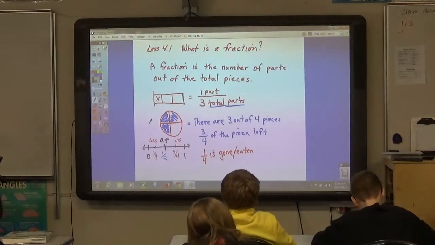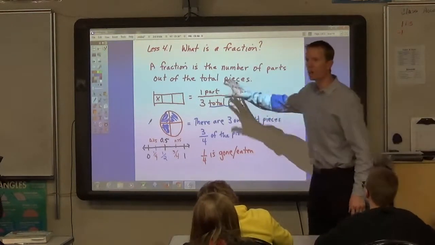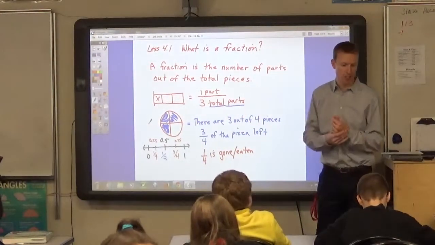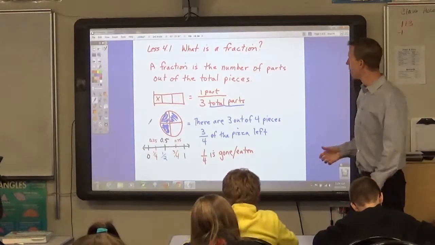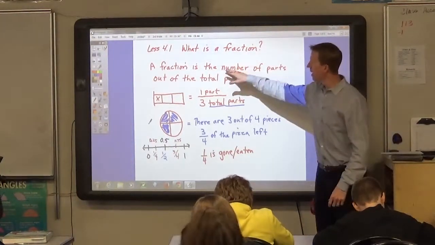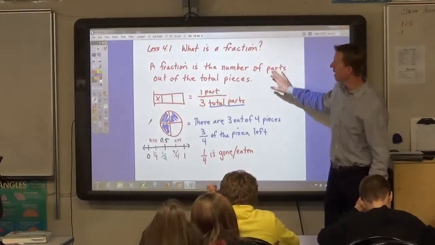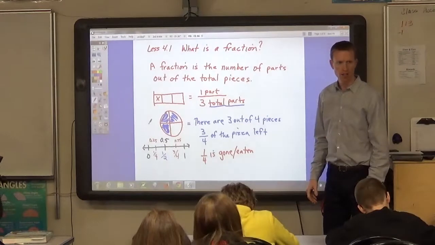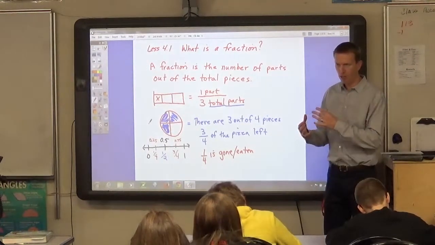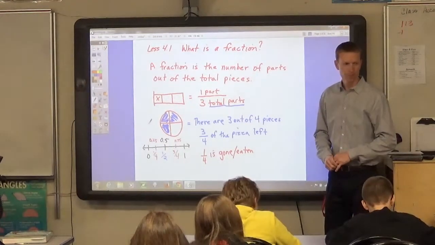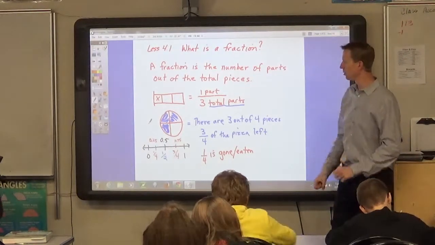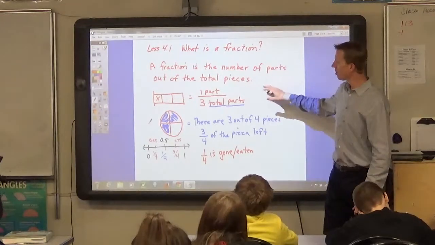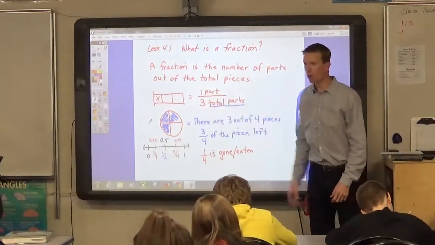What is a fraction? That's what our lesson is about today. We're going to start chapter 4, which is all about fractions and the meaning of a fraction. A fraction is a number of parts out of the total pieces. That's one way that a fraction is used, to show the number of parts out of the total.